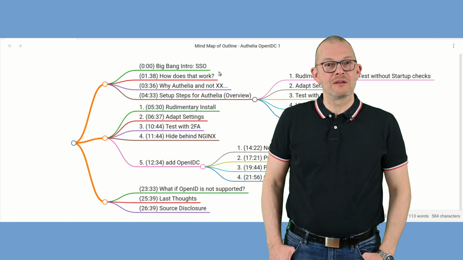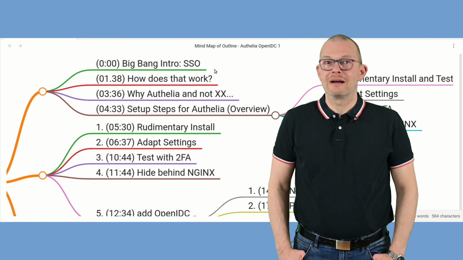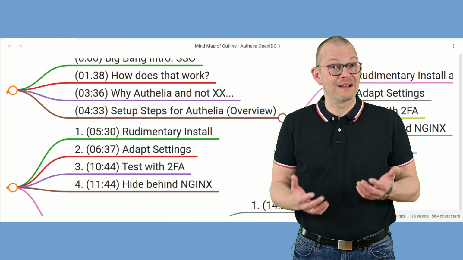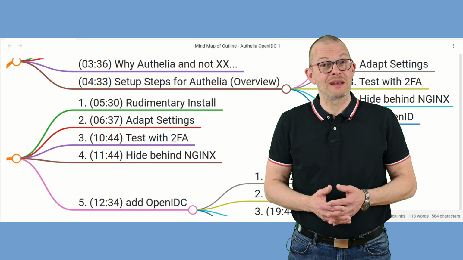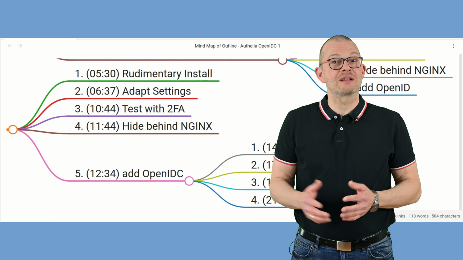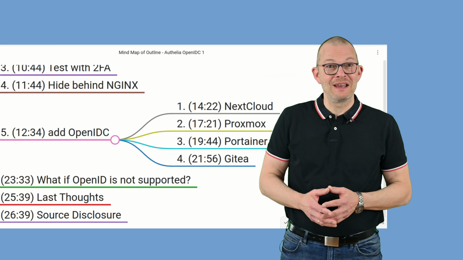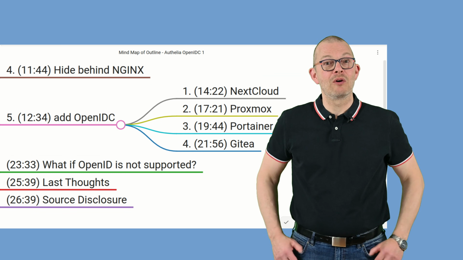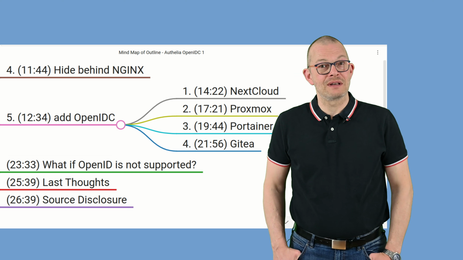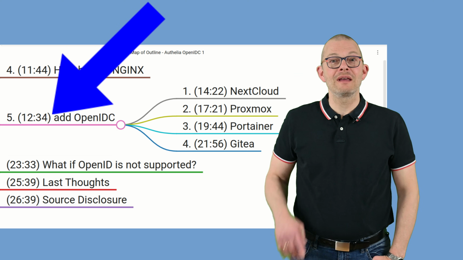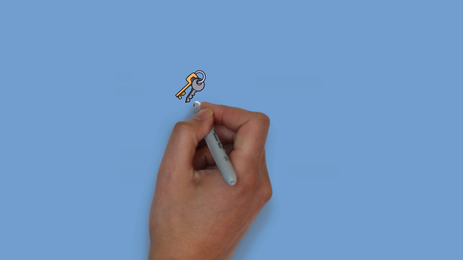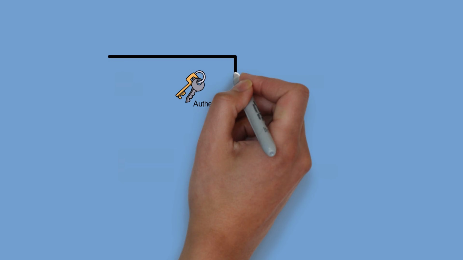Feel free to browse to the corresponding time marker. I'll explain how everything works, why I chose Authelia over anything else, explain the necessary setup steps in detail, then we'll configure Nextcloud, Proxmox, Portainer and Gitea, and I will then outline a couple more use cases. If you already have Authelia and you're just interested in installing the SSO bit, then go to that time marker here.